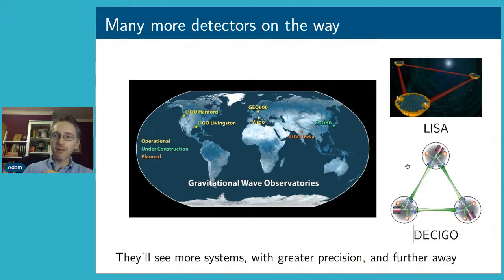And there are other detectors also planned to be launched into space. One is called DECIGO. That's a Japanese detector. And China is also planning actually two detectors in space. So once we have all of this stuff up and running, we're going to see a lot. We're going to see a lot more than what we currently see. We're going to see it with much greater precision, and we're going to see it much further away.